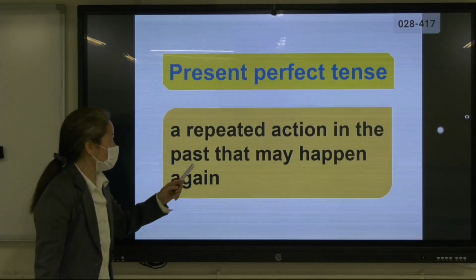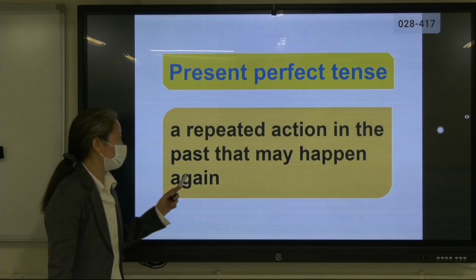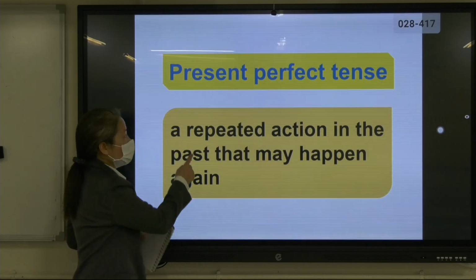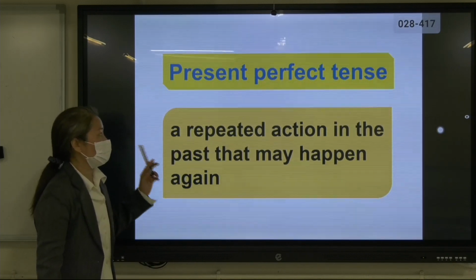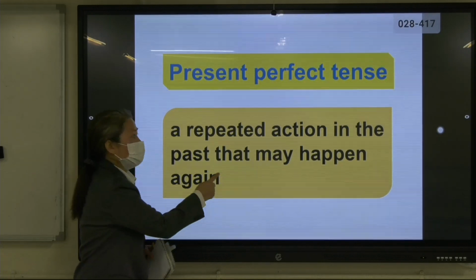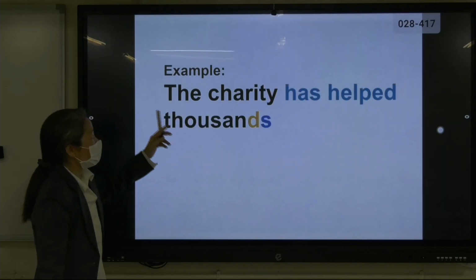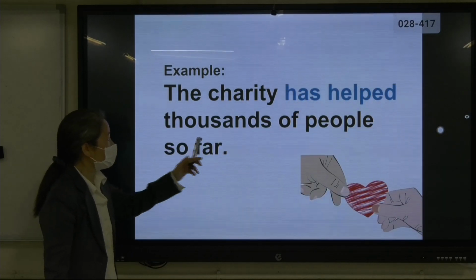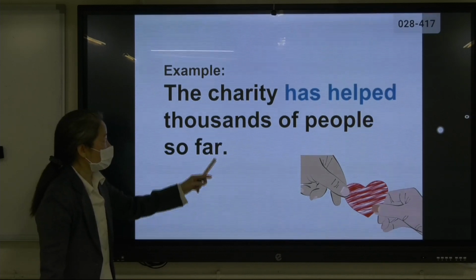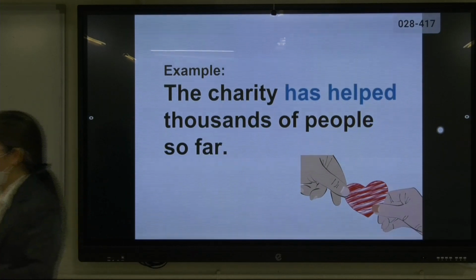Also, we use present perfect tense to talk about a repeated action in the past that may happen again and again. 一個我哋會用現在完成式，有時我哋會用佢嚟講一個咧不斷重複嘅行動。OK，佢由以前一路做到而家都會做，and it is likely to happen again and again。可能咧。嚟緊都係會做㗎。For example, the charity has helped thousands of people so far. 直至現時為止，個慈善組織已經幫咗數以千計嘅人。Okay, this one.